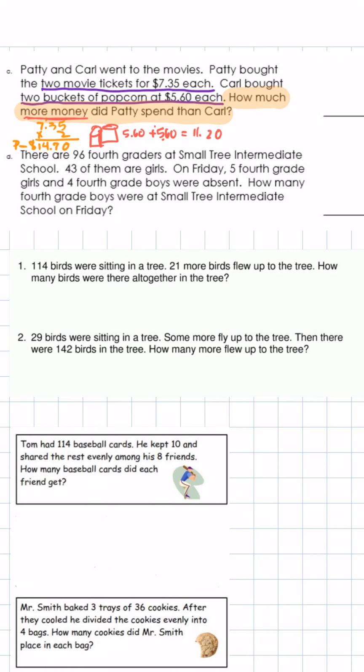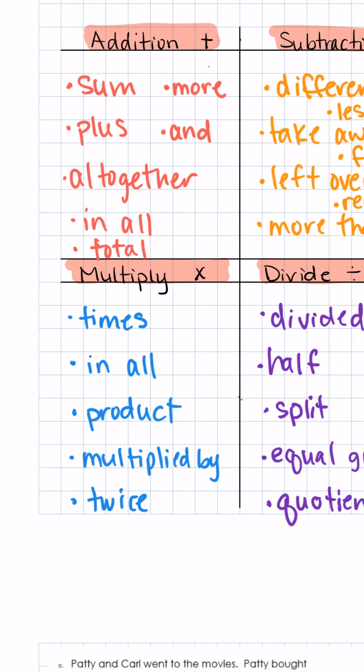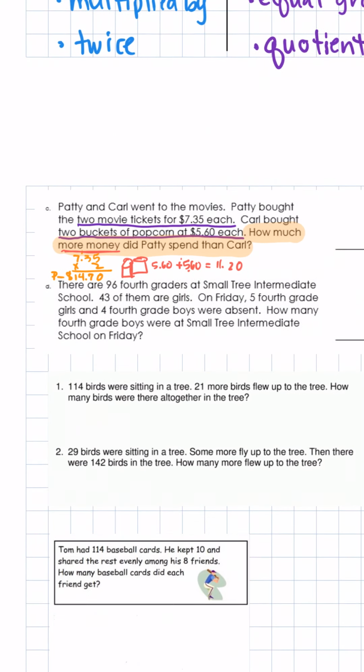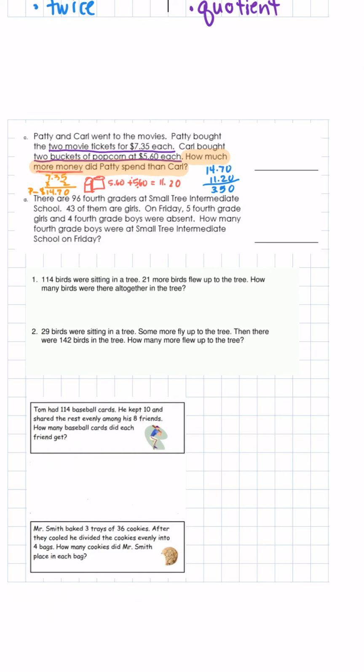How much more? When we look up at our words here, more was under addition, but more than was under subtraction. And right, we're more, how much more money, how much more did he spend? So that means we should be subtracting. $14.70 subtract $11.20, $3.50. So our answer is $3.50. Okay.